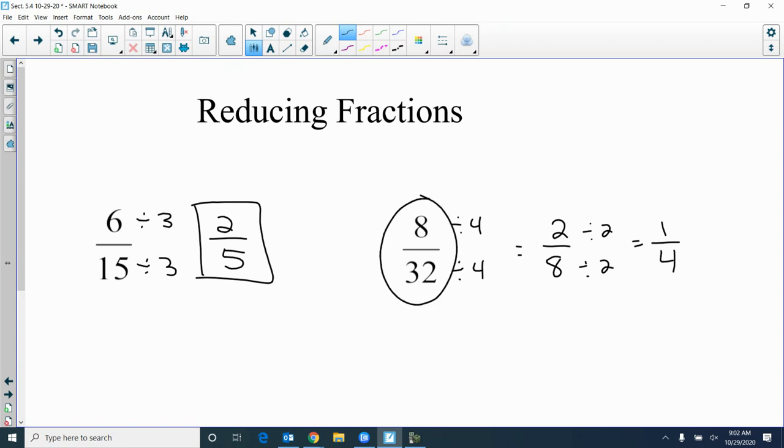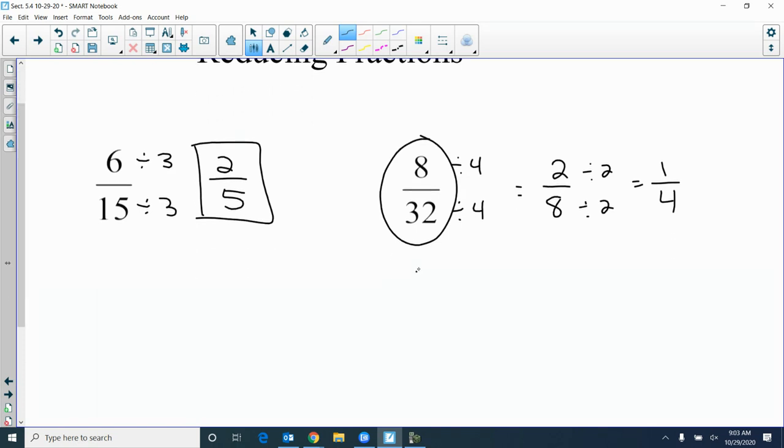Jordan? Yeah, I was gonna say, why don't you just divide both by 8? Well, sometimes you always want to do the biggest one, but if you don't see the biggest one, then you might have to do it twice. But yes, if you see it's 8, definitely divide by 8, and you get 1 over 4. But if you got really big numbers and you start with 2, you might have to do it twice.